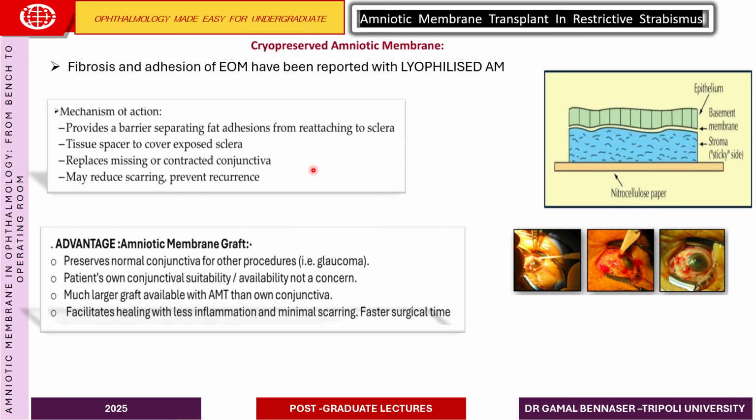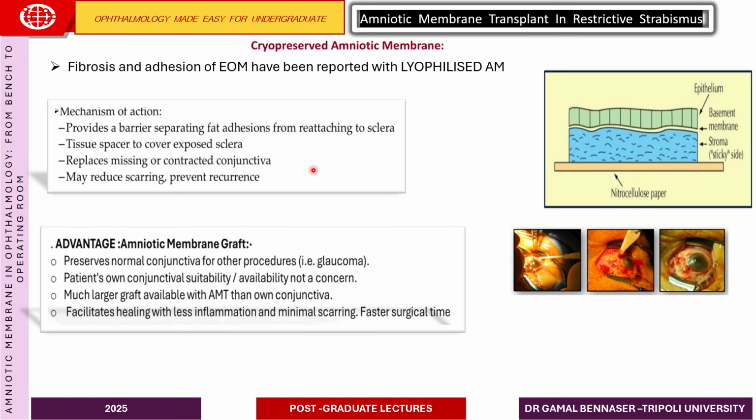Among the advantages of the amniotic membrane in this regard is that the suitability or availability of the patient's own conjunctiva is not a concern when you are dealing with restrictive myopathies. So you are looking first for the suitability of the patient's own conjunctiva. Now, in this situation, it is not a big issue, because we are going to replace this conjunctiva with the amniotic membrane. Also, a large graft of amniotic membrane can be applied over a large area, so you don't need a large area of conjunctiva for grafting. So it is superior as compared to the conjunctival graft.